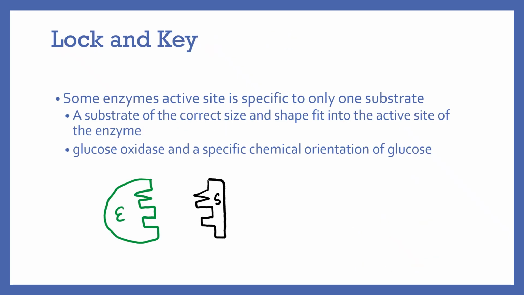The lock and key model was the first model about enzyme active sites and substrates proposed. Some enzymes have active sites that are less flexible and more specific to the type of substrate that binds to it. Only a substrate of the correct size and shape will fit into the active site of the enzyme. Any other substrates will not fit and the reaction will not be catalyzed. This is much like a lock and key, how you need a specific key for a certain lock. One enzyme that is an example of this is glucose oxidase and a specific chemical orientation of glucose. No other orientations of glucose will fit this enzyme.